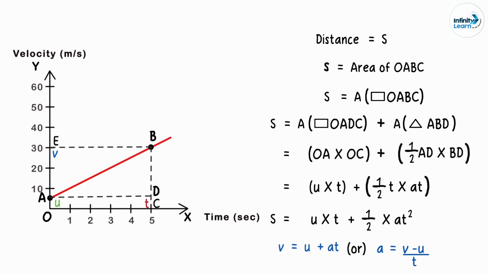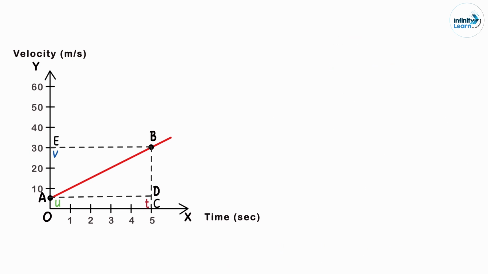Now let's derive the third equation of motion in this video using the same graph like the previous video. We know that S, the distance covered by the vehicle in time t, equals the area of this trapezium OABC. This time, let's use the formula for the area of a trapezium.